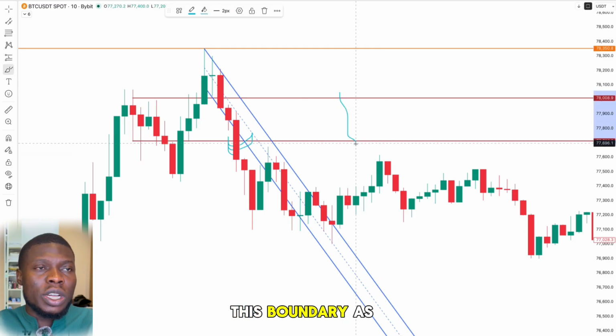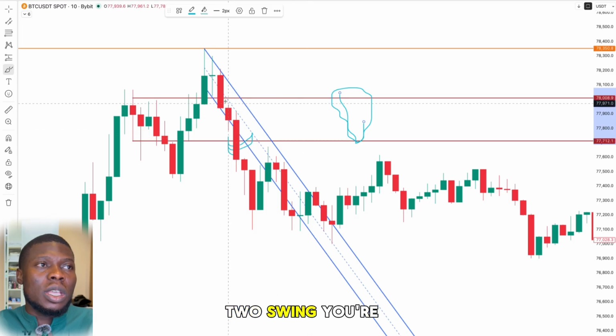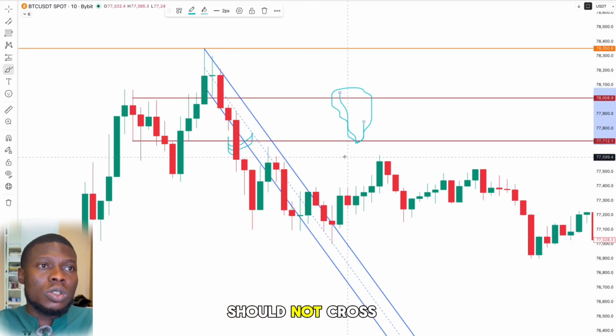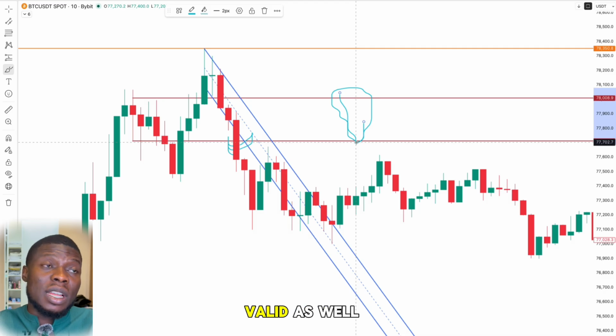I'm working with this boundary as my cycle boundary. So the first two swings you are going to connect should not cross this boundary. When it crosses this boundary, it's no longer valid as well. So those are the things you note.